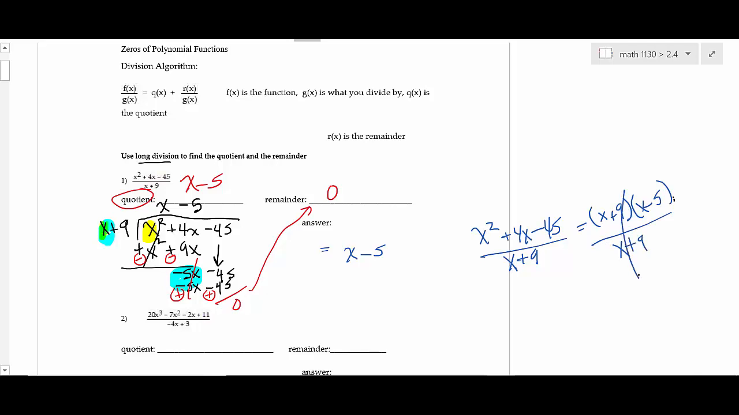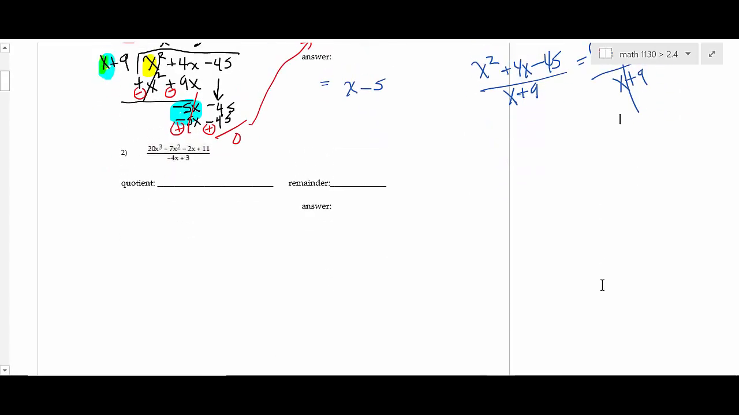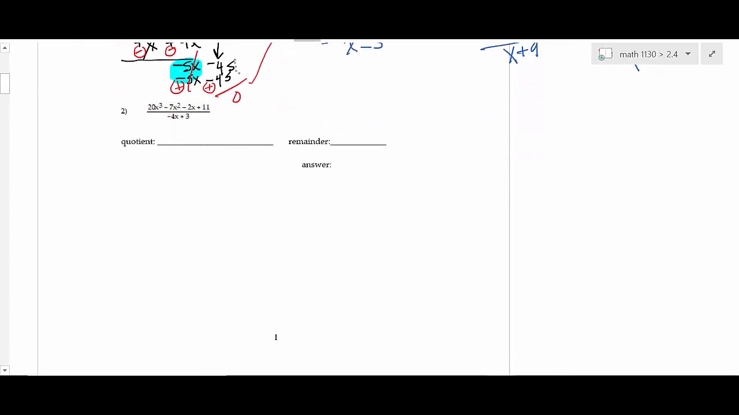Now, if something factors, that's the way you want to do it. But if something doesn't factor, then you have no choice other than to do long division. All right, does everybody understand what I'm talking about there? Let's run through one more of these, and then let's work on a little bit of synthetic division. But you need to know how to do both.